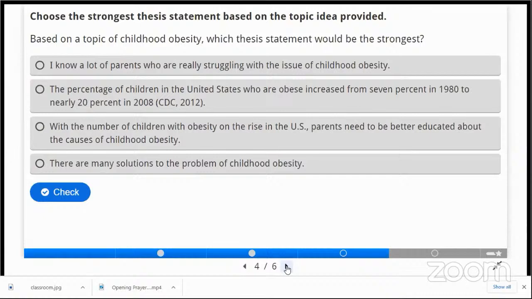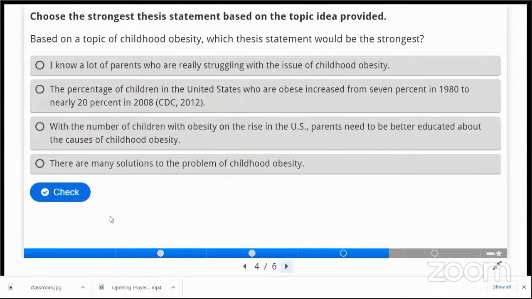Based on a topic of childhood obesity, which thesis statement would be the strongest? Okay, what's the strongest? One, I know a lot of parents who are really struggling with the issue of childhood obesity. Two, the percentage of children in the United States who are obese increased from 7% in 1980 to nearly 20% in 2008.